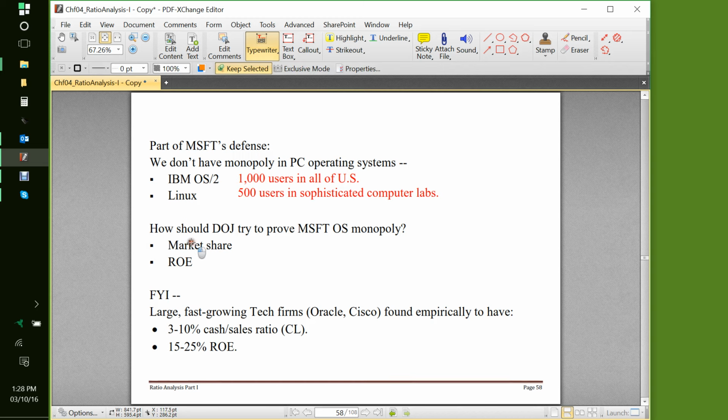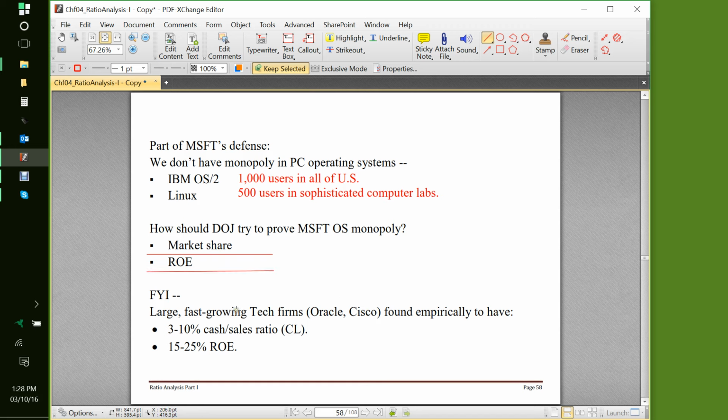How is the DOJ going to try and prove that Microsoft has an operating system monopoly? Well, one thing they can do is market share, and we've seen them countering with the market share argument up above. So that's number one. And the other argument, which is very interesting, which was used in this case and has been used in others, is to look at their ROE. That's what we're going to be looking at on the next slide.